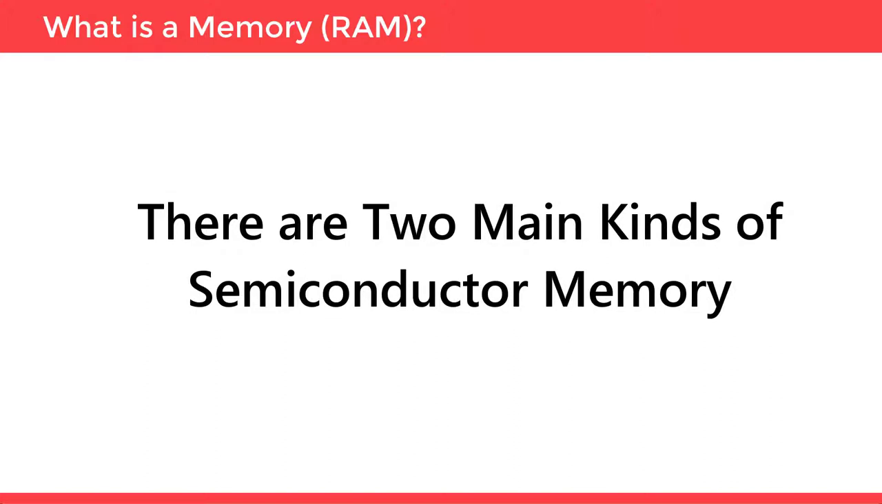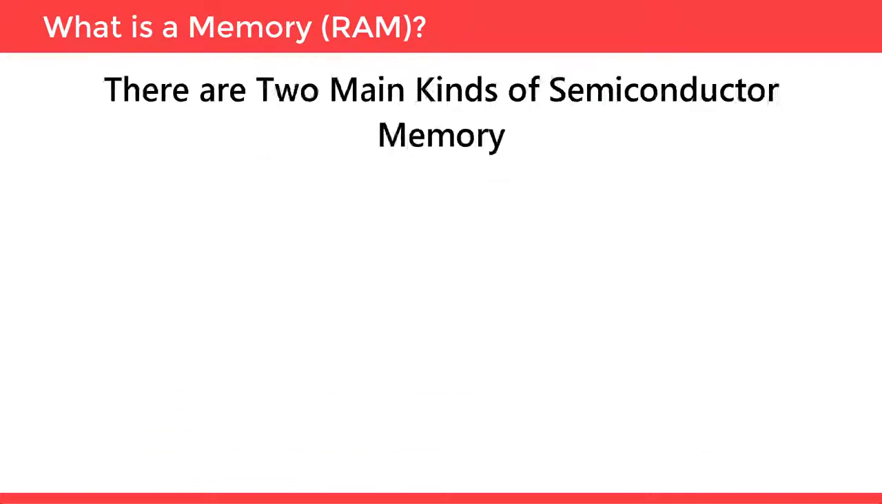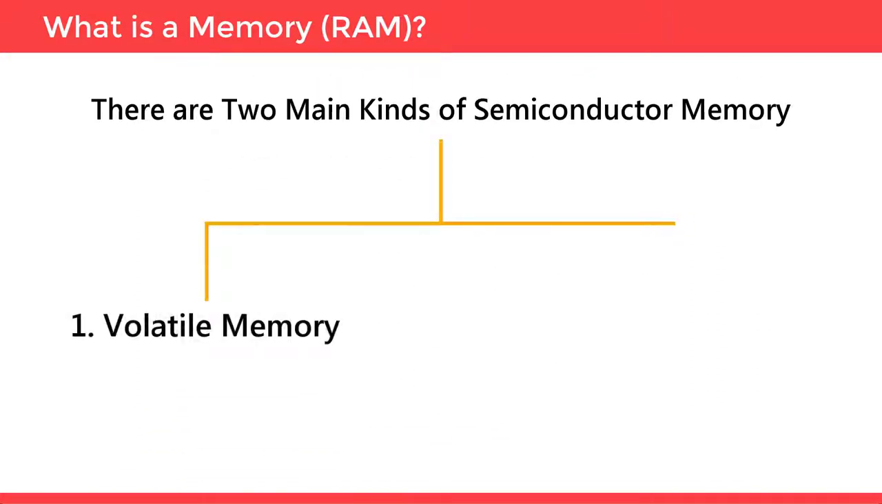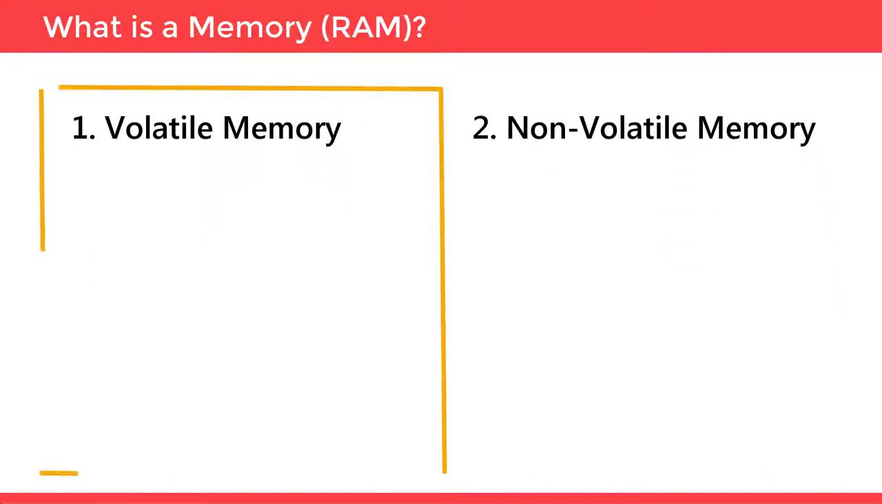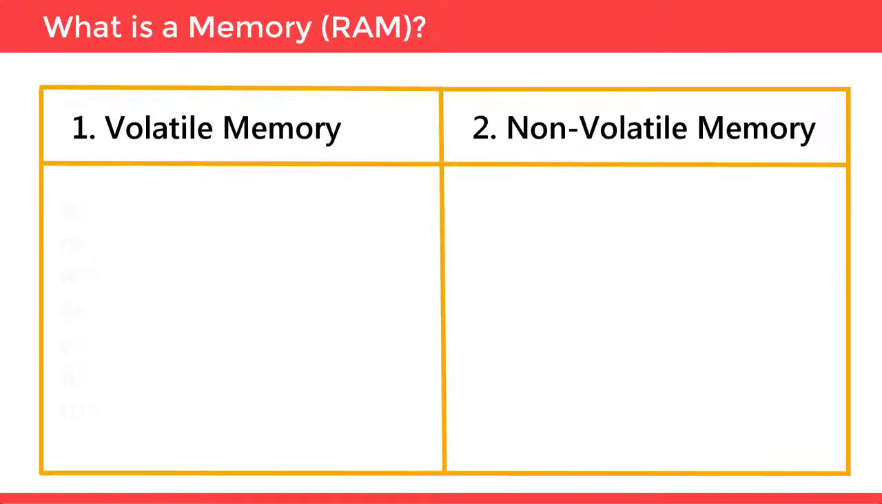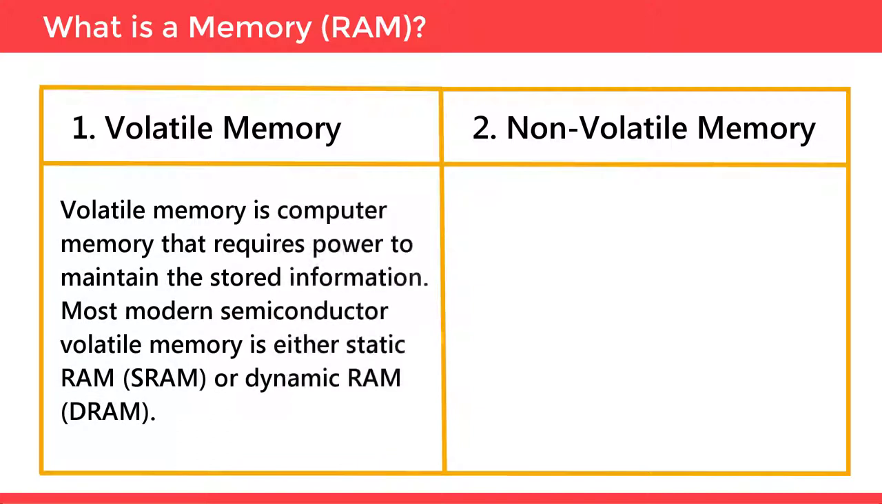There are two main kinds of semiconductor memory. The first one is volatile memory, another one is non-volatile. Let's look into what is a volatile memory. Volatile memory is computer memory that requires power to maintain the stored information. Most modern semiconductor volatile memory is either static RAM, SRAM, or dynamic RAM, DRAM.